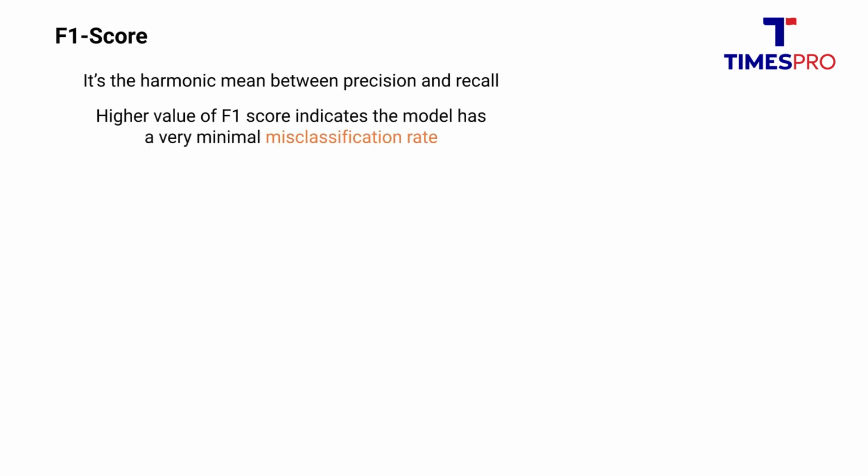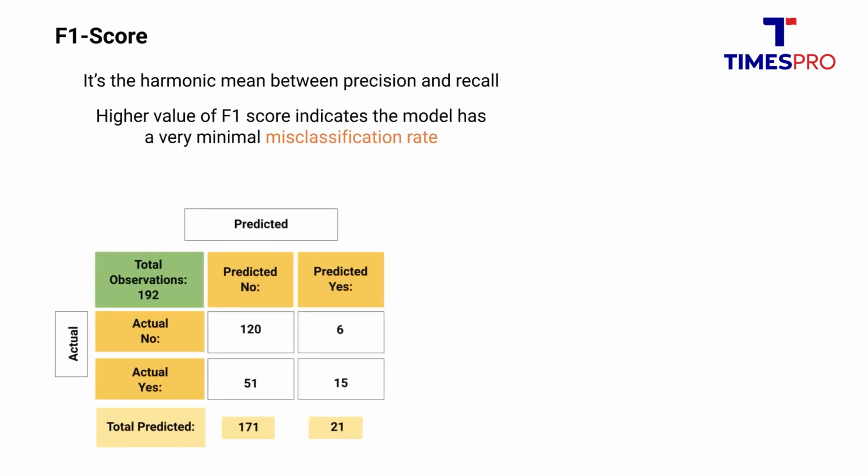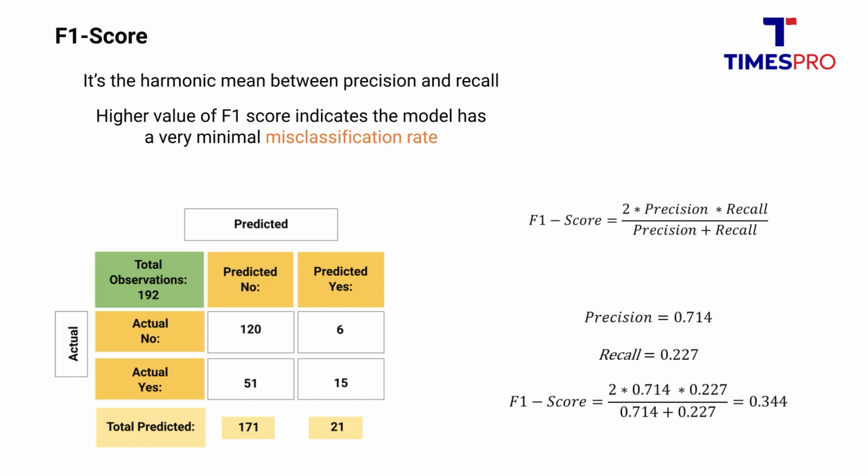The next performance measure is the F1 score, which is the harmonic mean between the precision and recall. A higher value of the F1 score indicates the model has a very minimal misclassification rate. F1 score is given by 2 times the precision multiplied by recall divided by precision plus recall. From our confusion matrix, we had obtained that precision is 0.714, recall as 0.227, and F1 score comes to 0.344.